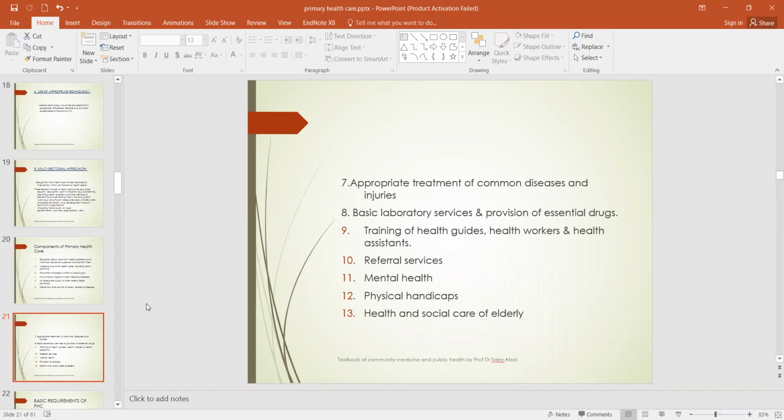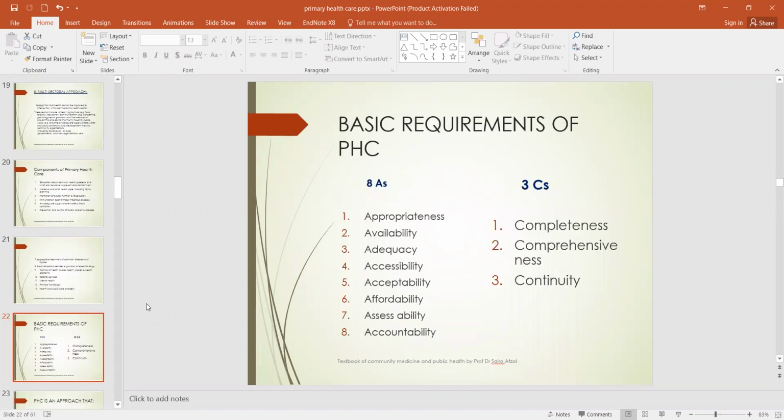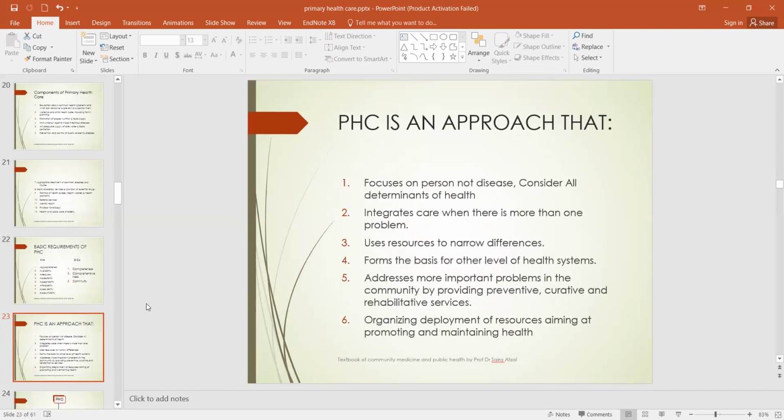Mental health, physical handicap, health and social care of elderly people. There are some basic requirements of primary health care, and there are 8 A's and 3 C's: appropriateness, availability, adequacy, accessibility, acceptability, affordability, accessibility, accountability. And in 3 C's, there is completeness, comprehensiveness, and continuity.